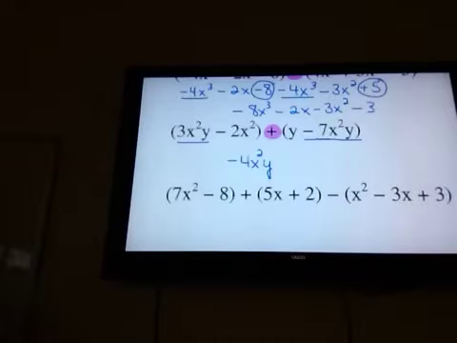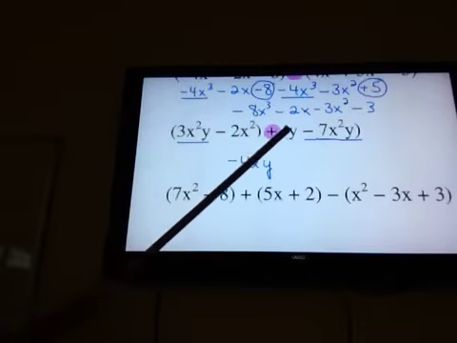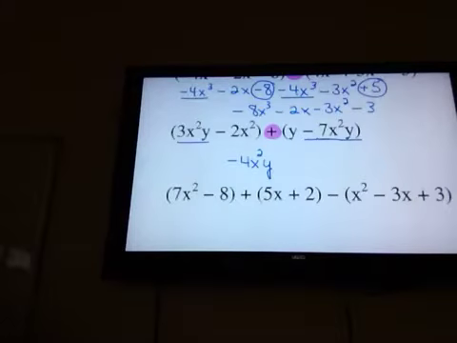And then my other terms, there's only two there. Negative 2x squared and a positive y, nothing to be put with. So negative 2x squared and positive y just come down, in any order. Doesn't matter which one you put first or which one you put second.